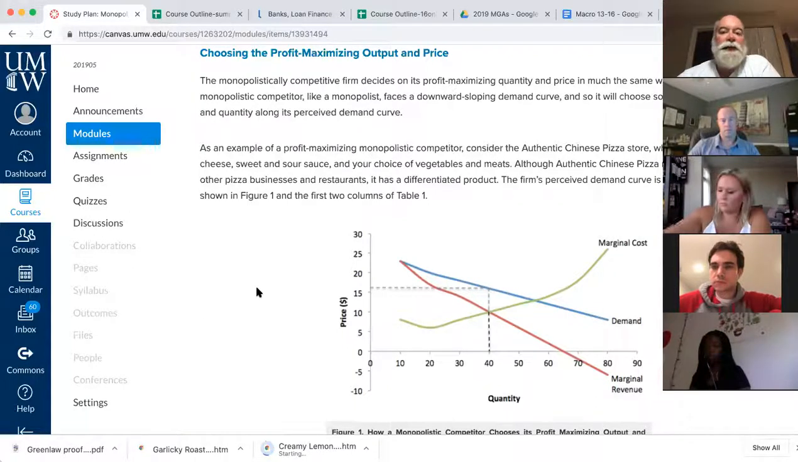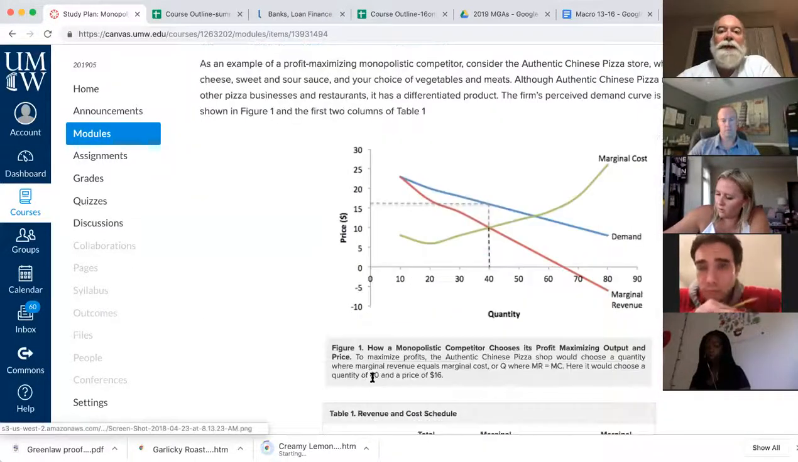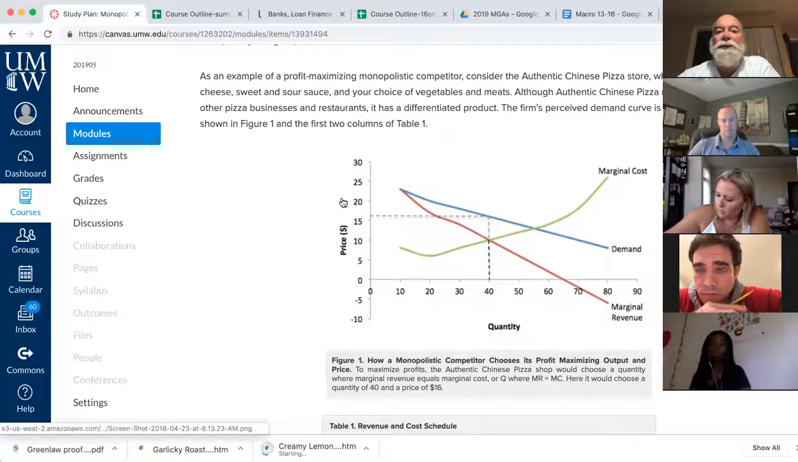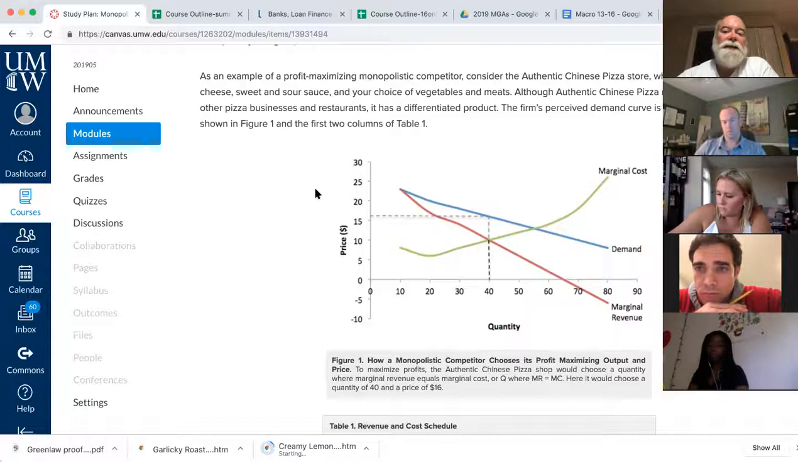Okay, so here we have, this is actually from the module on monopolistic competition. The thing to understand is that if you're not a perfectly competitive firm, which means most firms in most industries, you have a downward sloping demand curve. You have a downward sloping marginal revenue curve, and you have an upward sloping marginal cost curve. So whether you're an oligopoly or a monopolistic competitor or monopoly, your graph is going to look something like this.